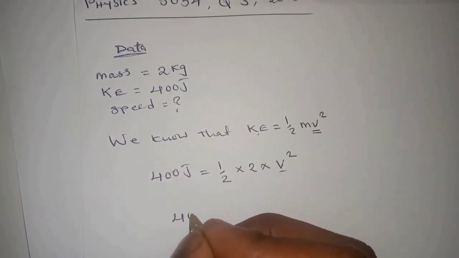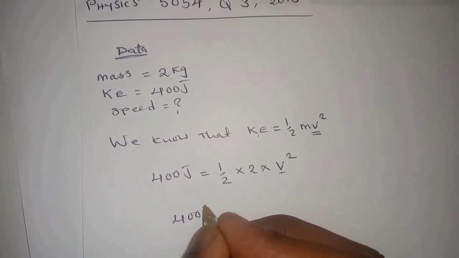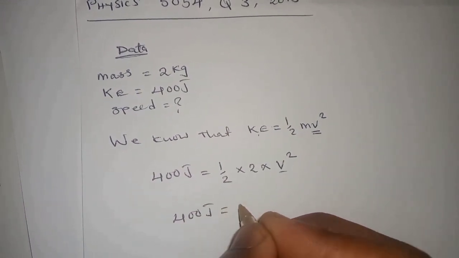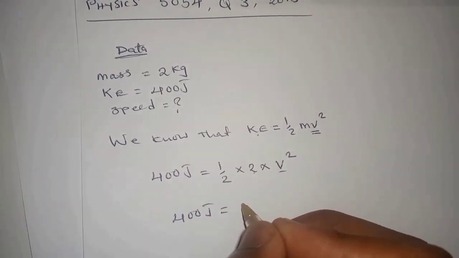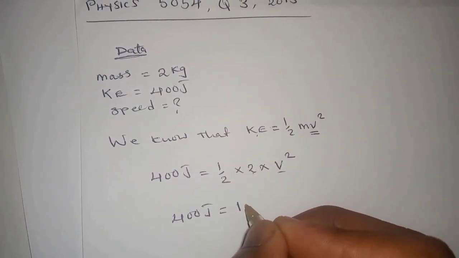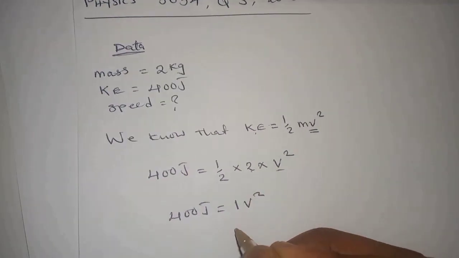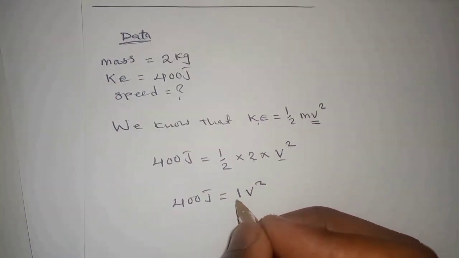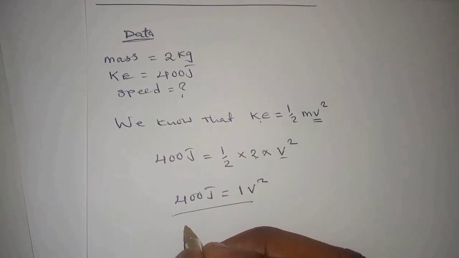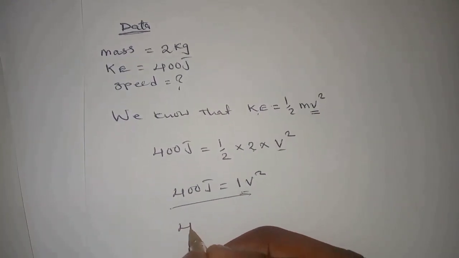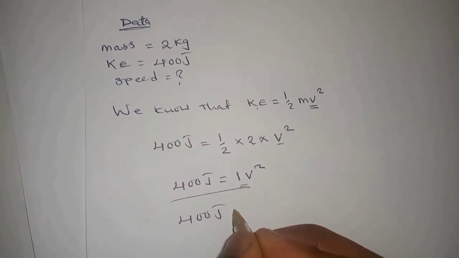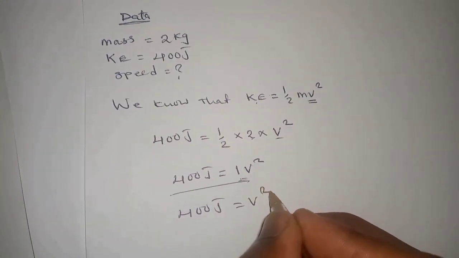So our next step will be 400 joules will be equal to, we know that any number multiplied by half is half of the same number. So we are saying half of 2 is 1. So we are getting 1 times v squared. But look, writing it like this doesn't really make sense mathematically. Let's write it in the most appropriate way. We're going to say 400 joules is equal to just v squared.